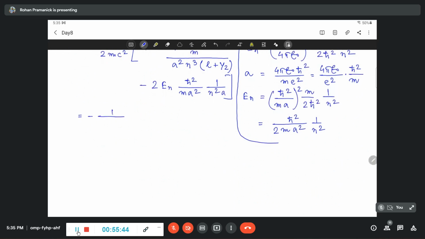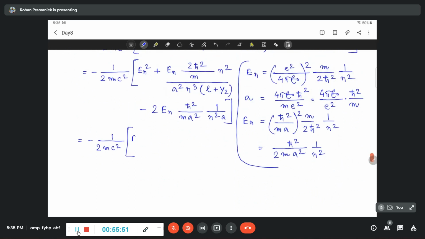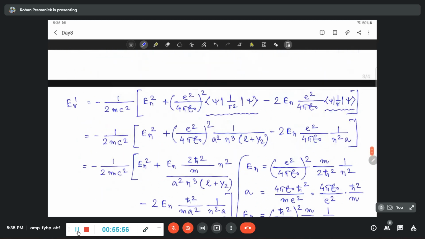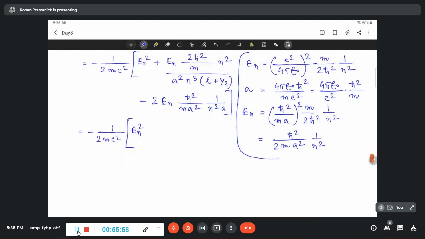Minus 1 by 2mc squared, en squared, and then plus, and then I have to take care of all these things. So then what happens? Is n squared and n becomes okay. So let's write it down, otherwise I will again mess things up. So this is en. I have to make it as 1 by n squared.